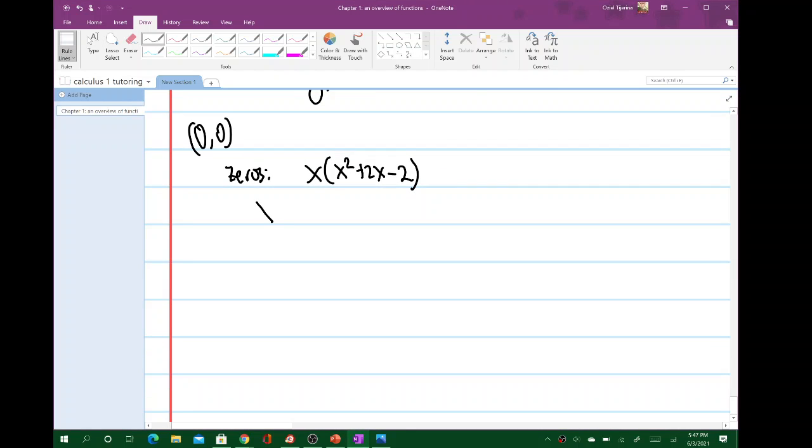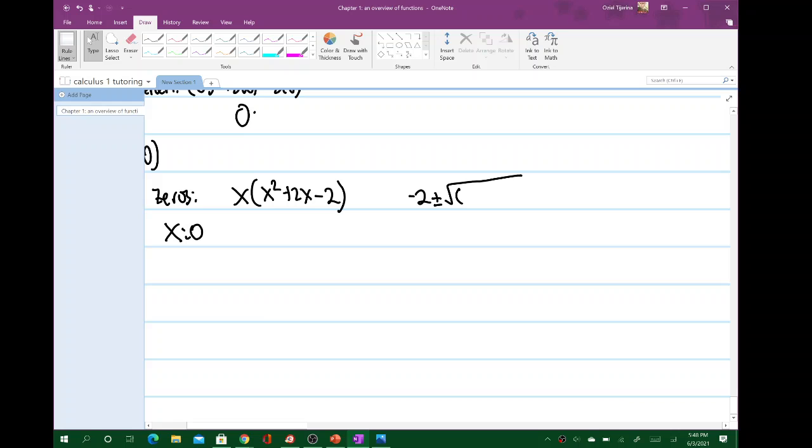So the zeros would be at x equals 0, and then you can do the quadratic formula for the next part. The quadratic formula is something that obviously you should already know. If you don't know it by memory, I would highly recommend committing it to memory, or practicing over and over again with it until you memorize it, because it's extremely important for calculus.